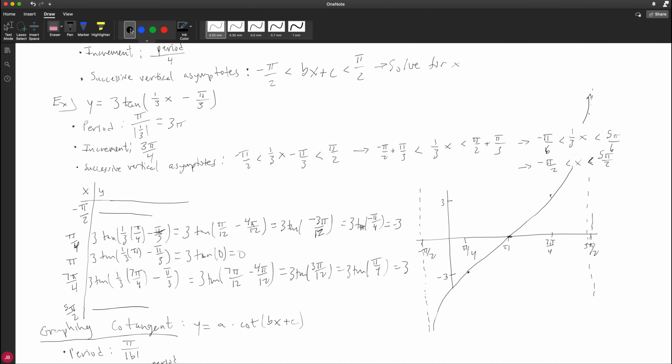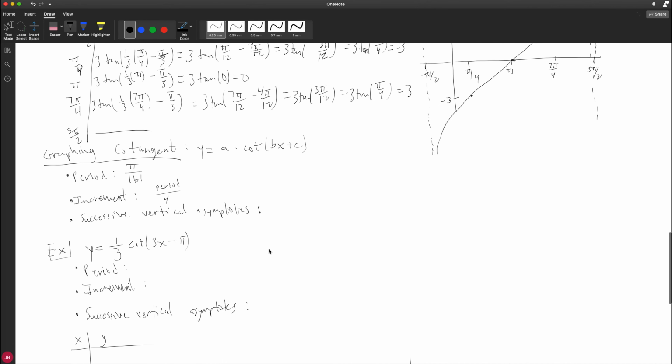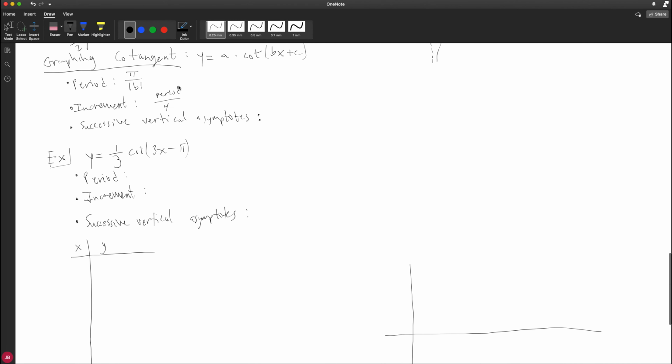All right, and now it's time to graph cotangent. It's going to feel somewhat similar. The period is still pi divided by the absolute value of the number in front of x, which we call b. The increment is the period divided by 4. And to find successive vertical asymptotes, though, you have to instead use 0 less than bx plus c less than pi. So instead of the minus pi over 2 and pi over 2, you put 0 and pi on the outside. But otherwise, it's going to work pretty much the same.